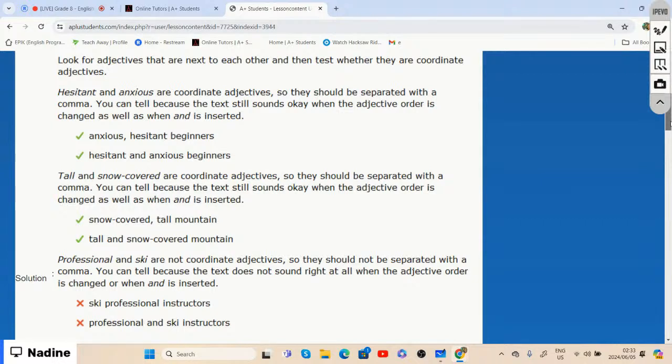So we then add our comma after anxious, or we can even add our coordinate conjunction and to separate those two words. And yet it is a coordinate adjective because even when we add the word and, the order does not change.